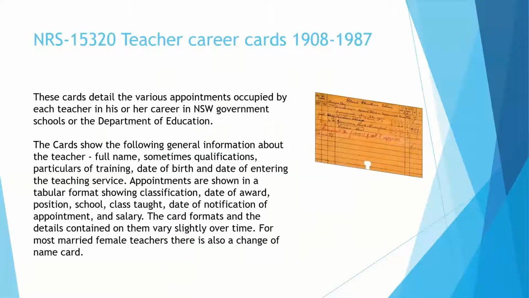So let's take a look. Okay, they're going to be doing roughly the same things as before. They're very consistent, really. They're going to have particulars, training, date of birth, and date of entering the teaching service. Appointments are shown in a tabular format, showing classification, date of award, position, school, class taught, date of notification of appointment, and salary. The card formats and the details contained in them vary slightly over time, and you'll see a few different ones. And for most married teachers, there's also a change of name card.